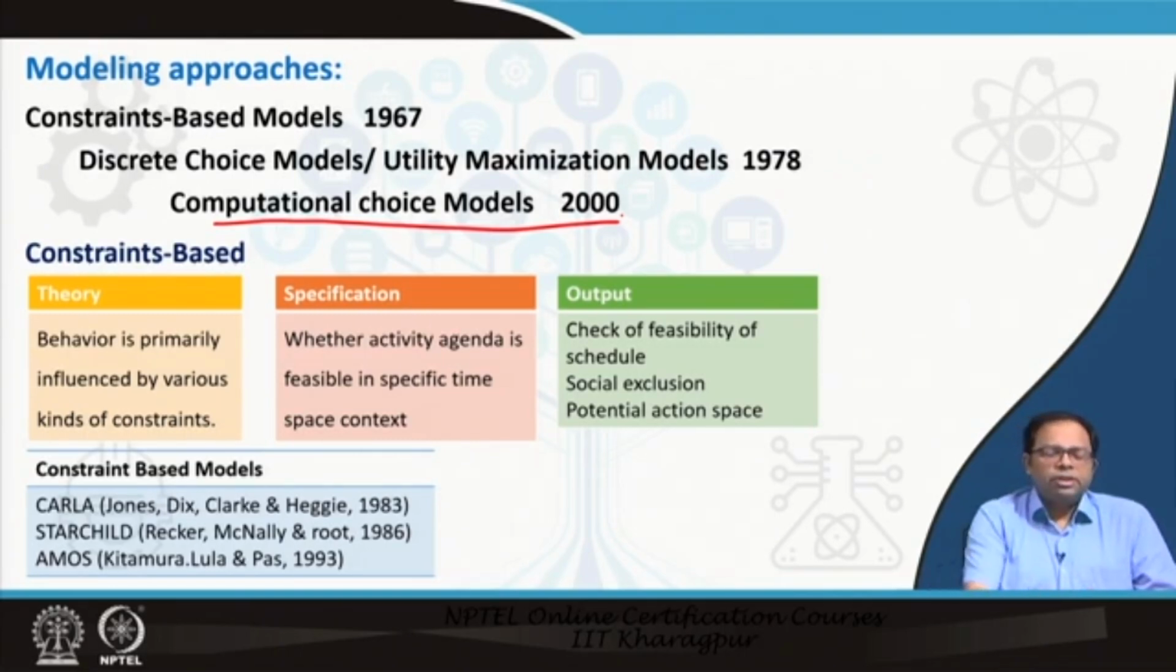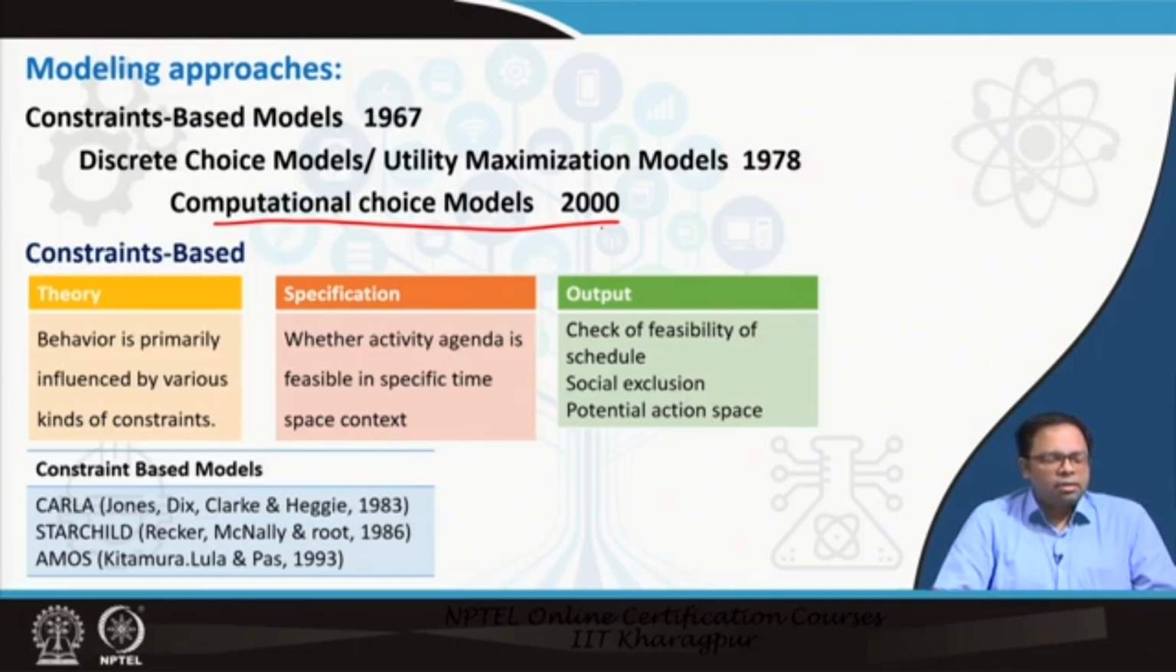So this is the computational choice models, and most of the current models use both utility maximization as well as computational process, but the most famous one in this activity based modeling space, Albatross, is based on computational choice process. Just a quick summary of these different models.